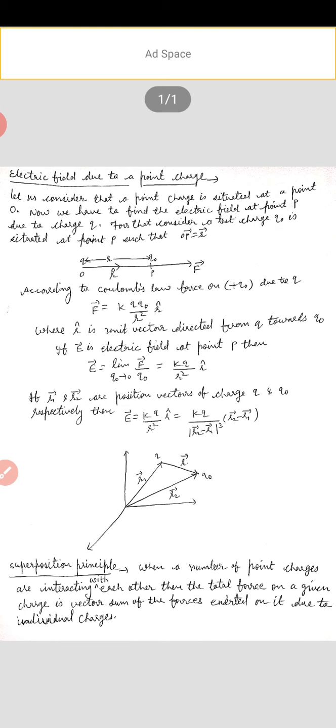For this, let us consider a point charge is situated at a point O. Now we have to find the electric field at point P due to point charge Q. For that, consider a test charge Q naught is situated at point P such that OP is equal to R.